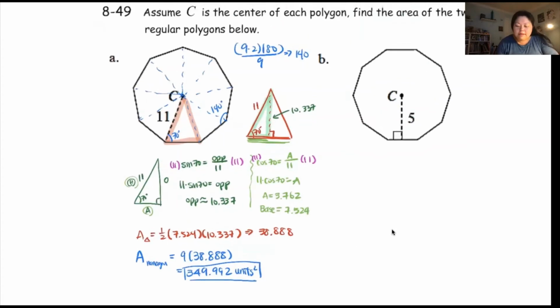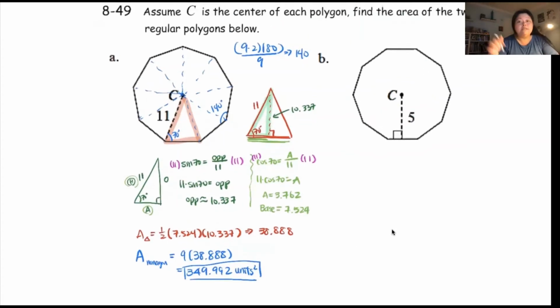Okay, so same idea here. First thing I want to figure out is how many sides is this, right? So what shape is this? 1, 2, 3, 4, 5, 6, 7, 8, 9, 10. Oh, this is a decagon. All right, so I got 10 sides here.